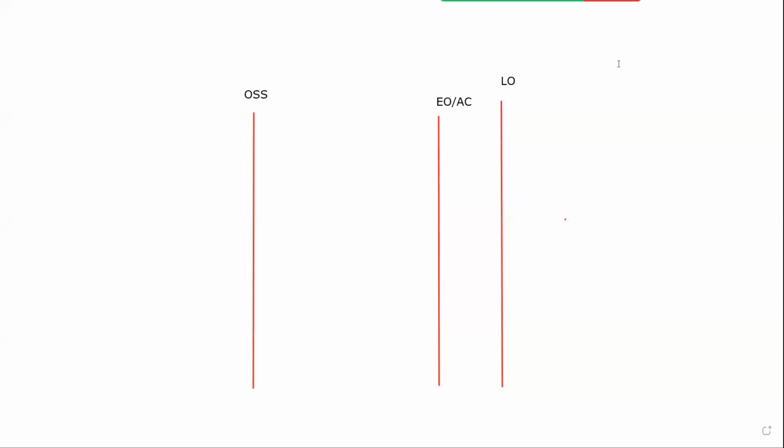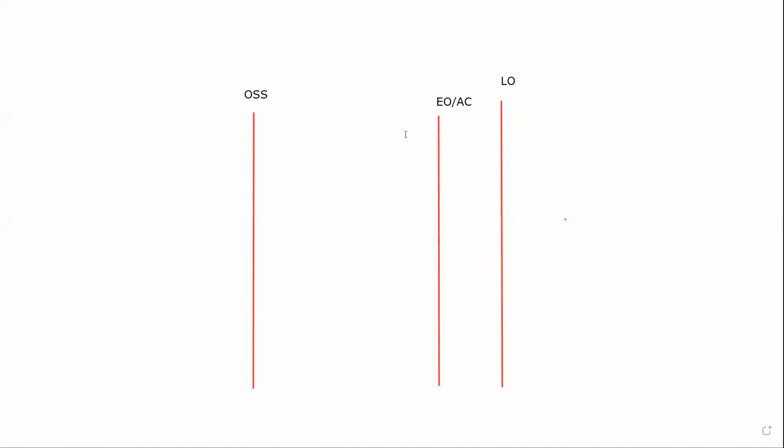Okay, so you have to determine two things. When you are trading the London session, you have to keep in mind two biases. Number one, what is the bias before OSS, and what is the bias after OSS, between OSS and EO and AC, right?